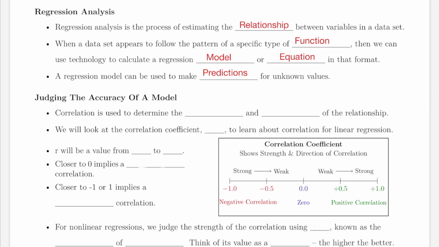Now, correlation is used to determine the strength and the direction of the relationship. So for what we had before, the first model we had, those points were really close to that line.